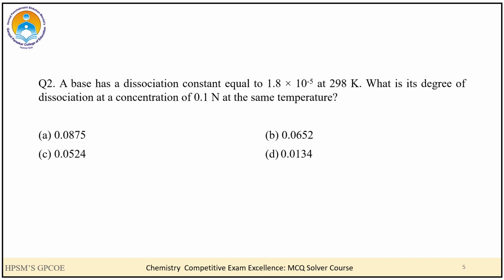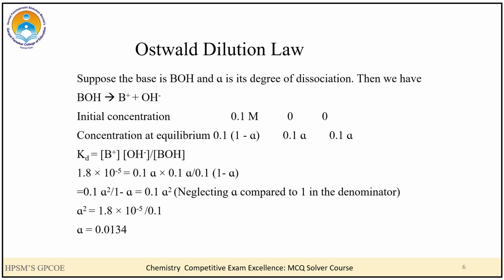Let us look at another problem. A base has a dissociation constant equal to 1.8 into 10 raised to minus 5 at 298 Kelvin. What is its degree of dissociation at a concentration of 0.1 normal at the same temperature? The options are 0.0875, 0.0652, 0.0524 and 0.0134.